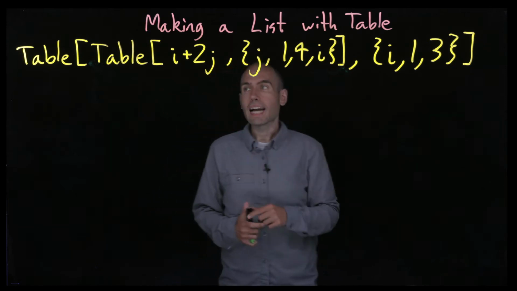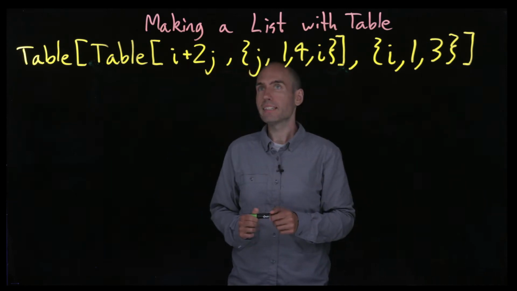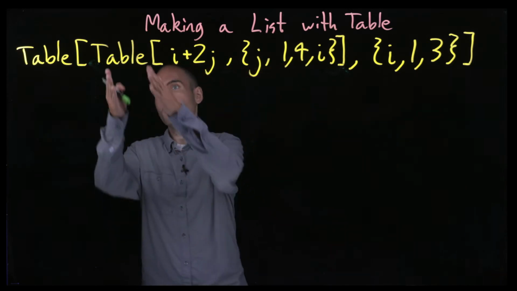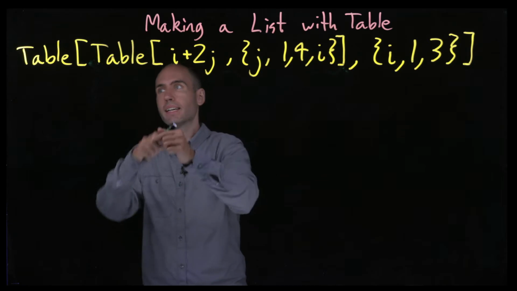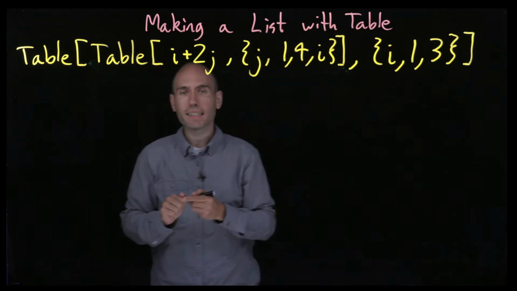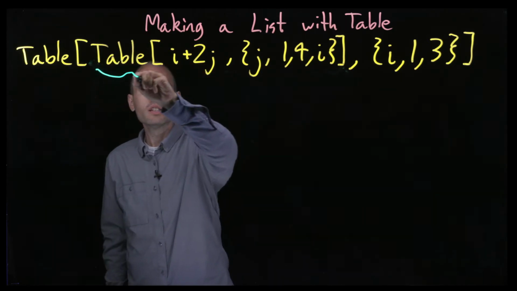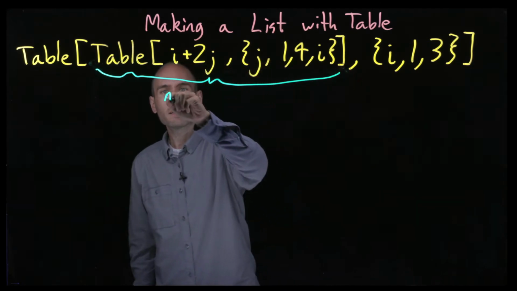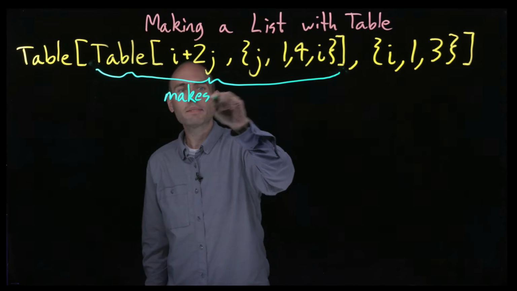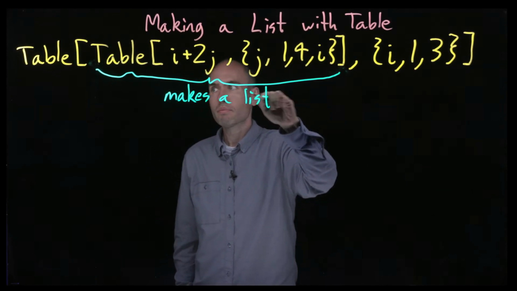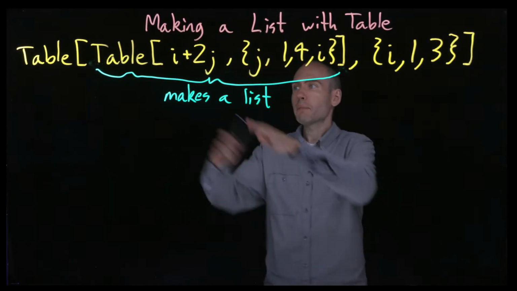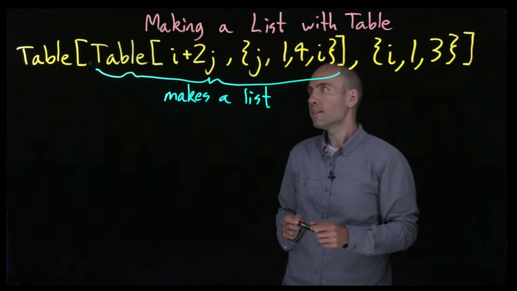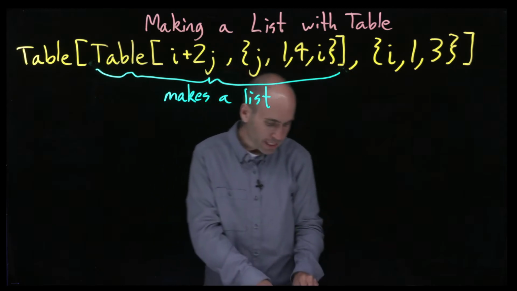Let's talk about a complicated example of making a list of lists in Mathematica. Well, Table makes a list, and so Table of Table makes a list of lists. This thing here by itself makes a list. And we're going to do that procedure that I just underlined three times, once for i equals 1, i equals 2, i equals 3.